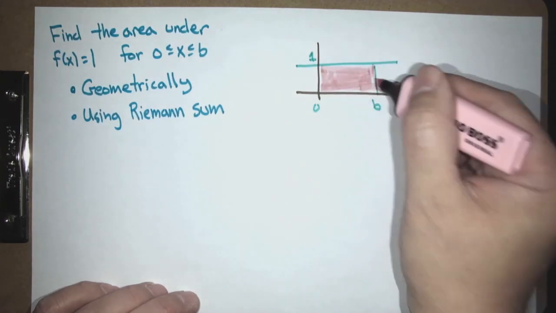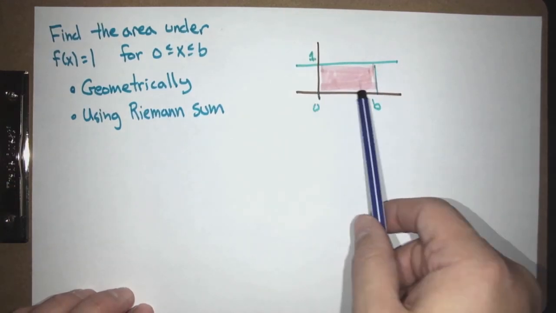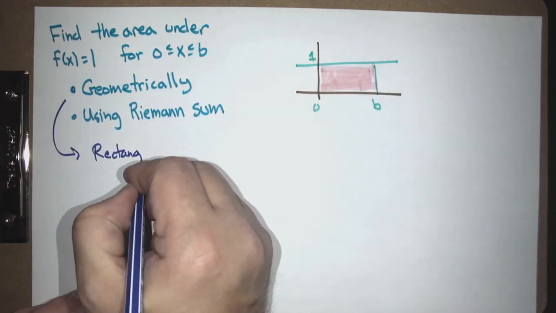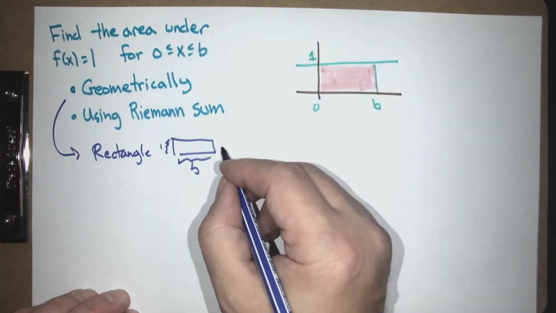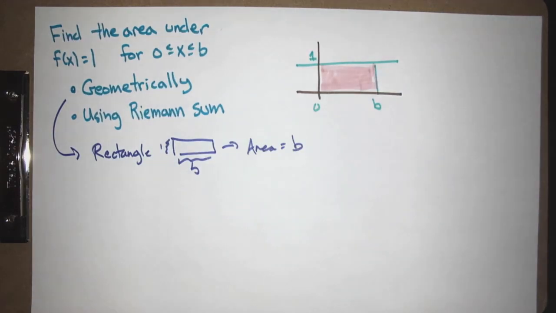How do you find this area? What kind of shape do we have? It's a rectangle. What are our dimensions? 1 by b. So geometrically, rectangle, and we have a 1 by b, so that says area is b. Nice. We're doing calculus. Okay. Well, now let's do it the other way.